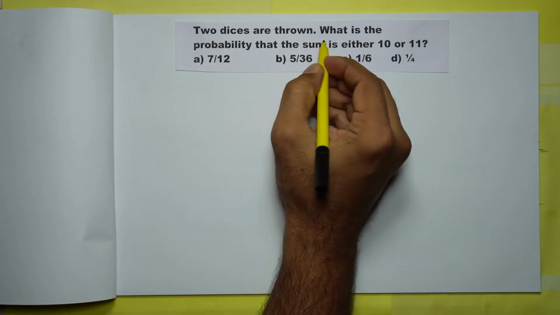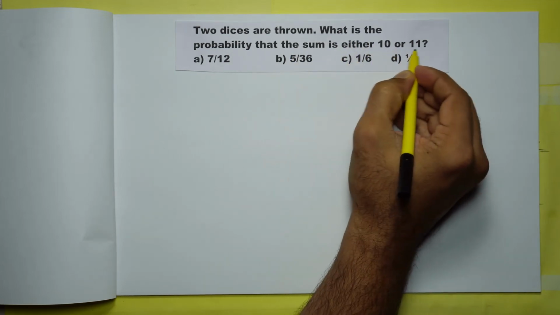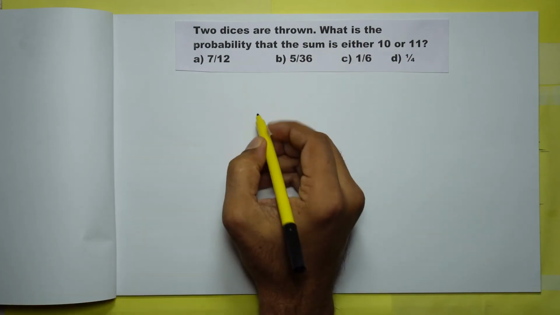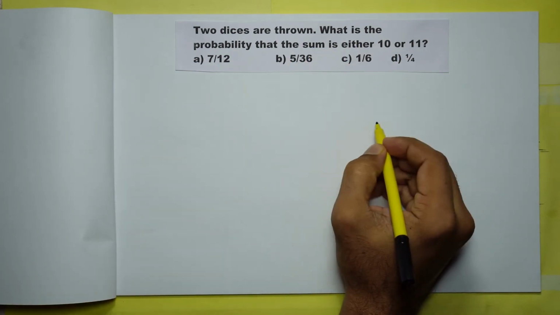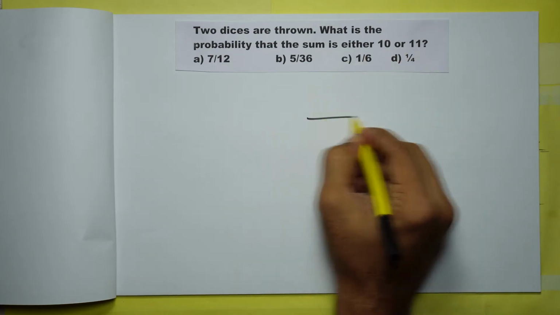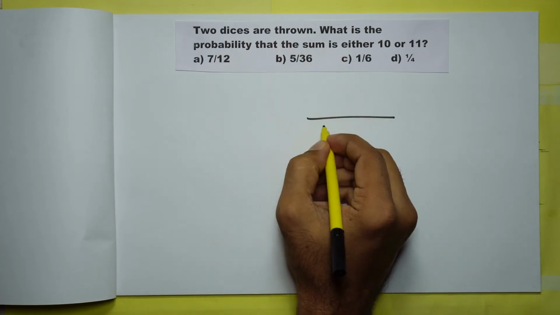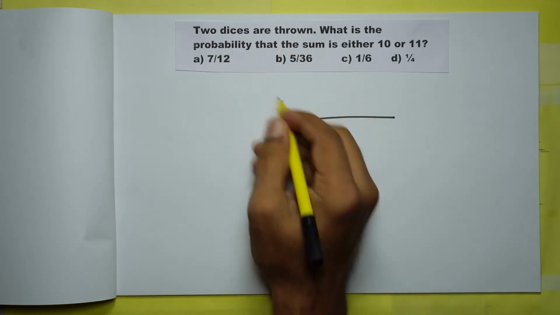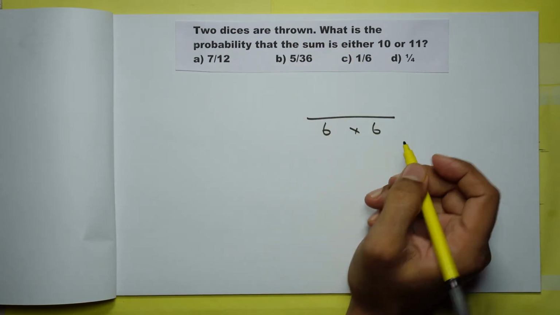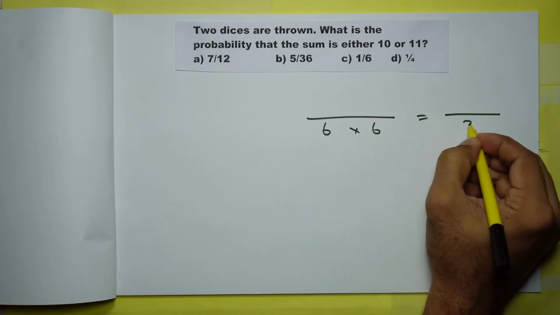Two dice are thrown. What is the probability that the sum is either 10 or 11? Now probability is calculated as number of favorable outcomes by total number of outcomes. Now first we will find out the total number of outcomes. So for the first die, it can be any number from 1 to 6, so 6 possible outcomes. For the second die also, any number from 1 to 6, 6 possible outcomes. So 6 into 6, 36 is the total number of outcomes.